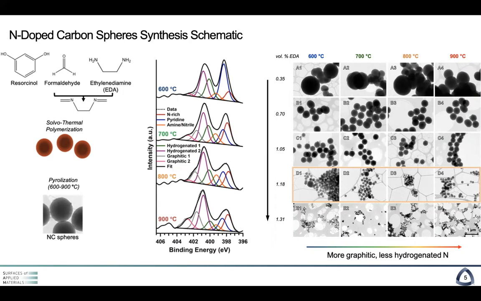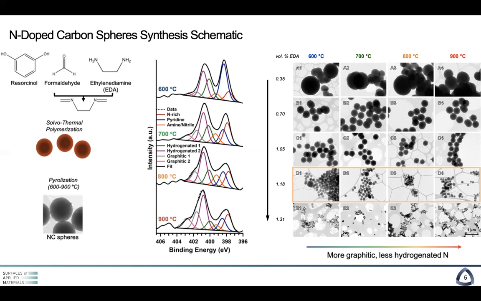In the middle here, we have some XPS data. Each of the peaks are different nitrogen speciations, which are different amounts of nitrogen. They're showing different ratios of hydrogenated to graphitic nitrogen, showing how the chemical state of the nitrogen changes. And you can see that we have temperatures 600 through 900.